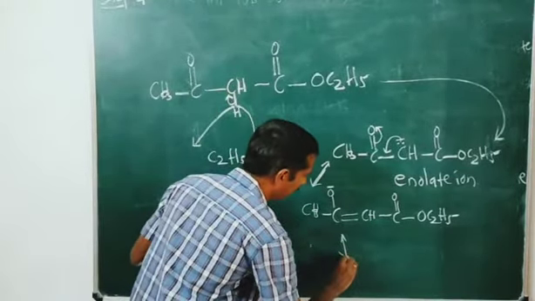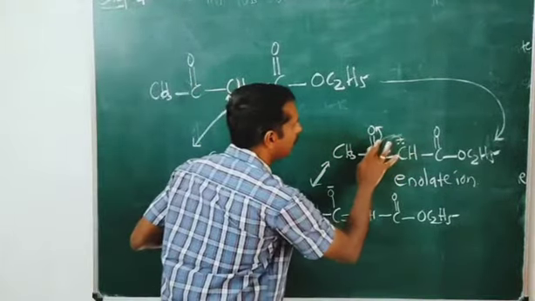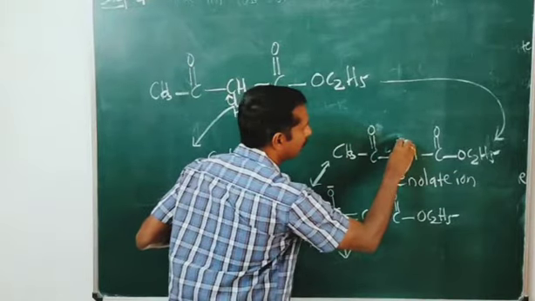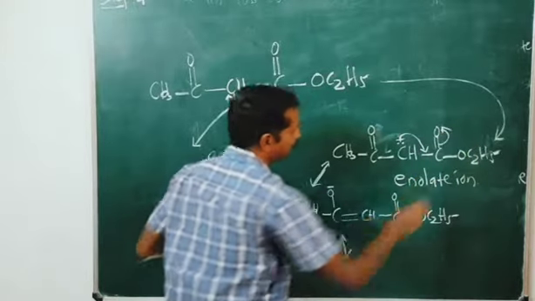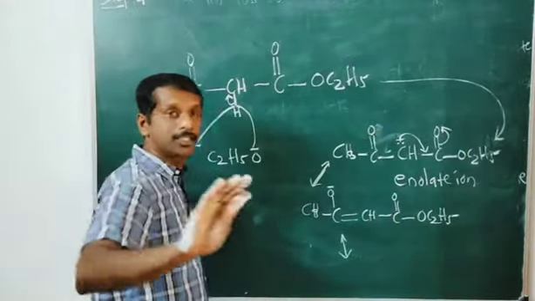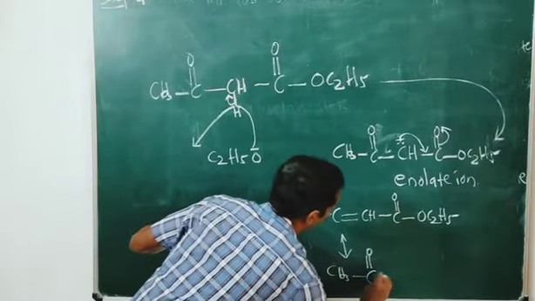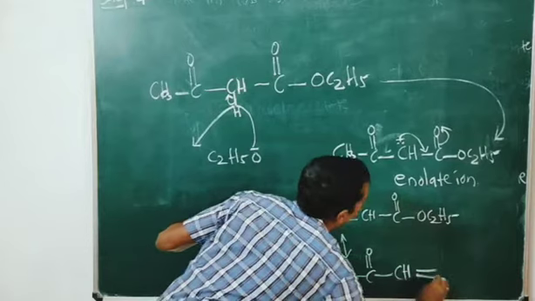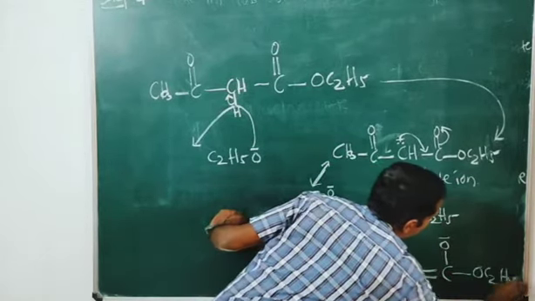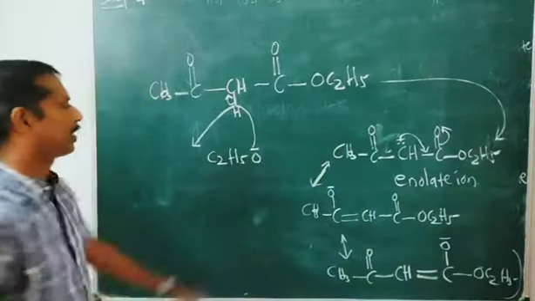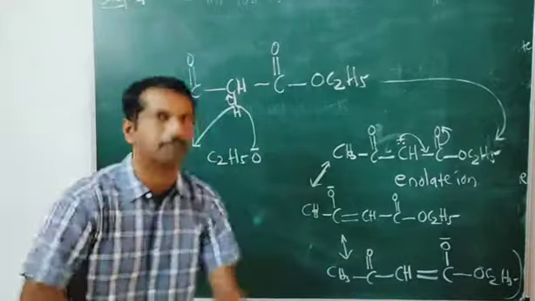So you are getting another possibility. What is another resonance stabilized structure? Look at it here. This pair of electrons can be shifted to here, and this bond is shifting to this oxygen. So you are getting another resonance stabilized structure like this: CH3, C double bond O, CH, double bond C, and here it will become O minus and OC2H5. These are the resonance stabilized structures of enolate ion. This is what is happening in the fourth step.